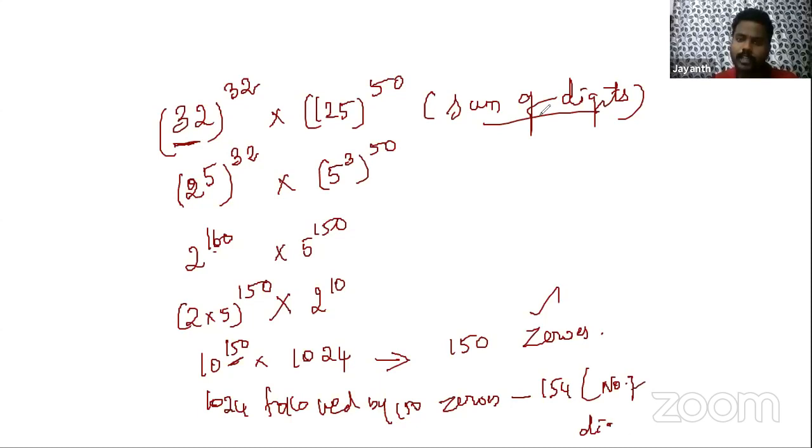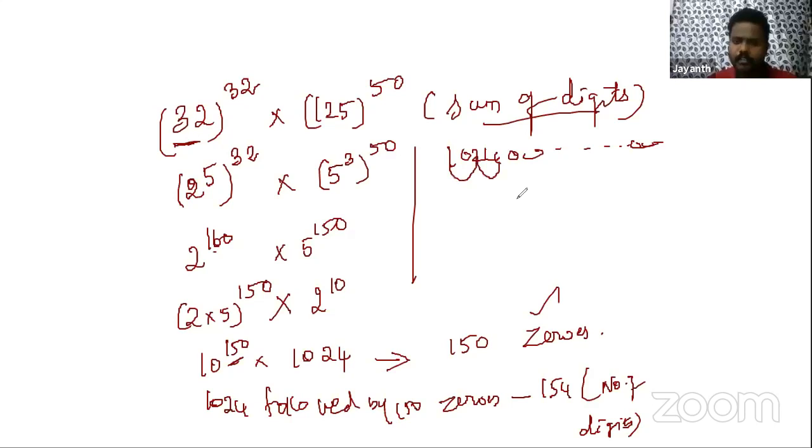But the question is asked for the sum of the digits. The product is 1024 followed by zeros up to 150 zeros. So add all the digits: 1 plus 2 is 3, 3 plus 4 is 7. The remaining are all zeros. So the sum of the digits present in the product is 7.